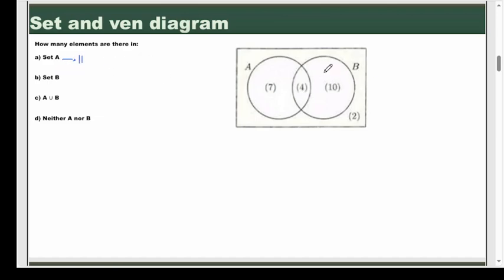Set B, that means this region. So 10 plus 4 gives me 14.